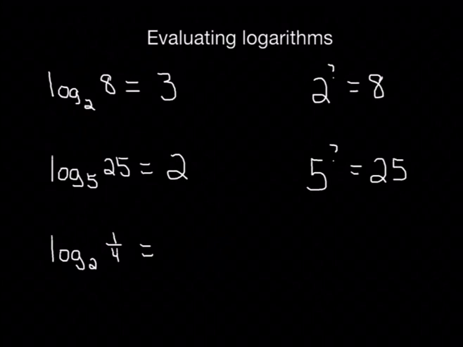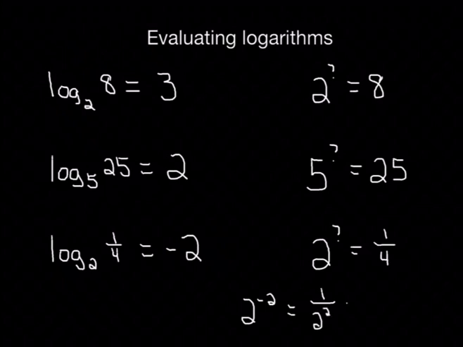This next one, it says 2 to what power equals 1/4? Now you might have a little trouble with this one. 2 to the 0 power is 1, so it's got to be less than that. Yeah, it's a negative. It's a negative 2 because 2 to the negative 2 is the same thing as 1 over 2 squared. And 1 over 2 squared is just 1/4, right? So this is why it's important to learn how to transition from logarithms to exponential form and exponential form to logarithmic form so we can evaluate. Let's take a look at a few more evaluations.